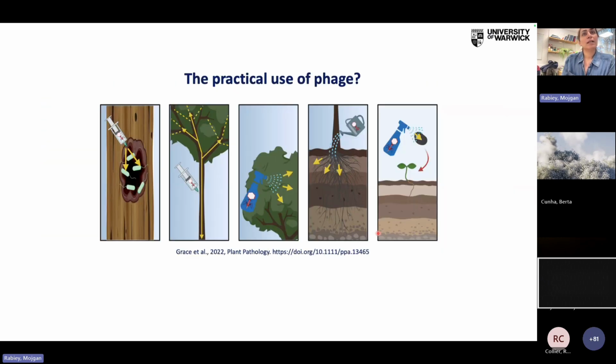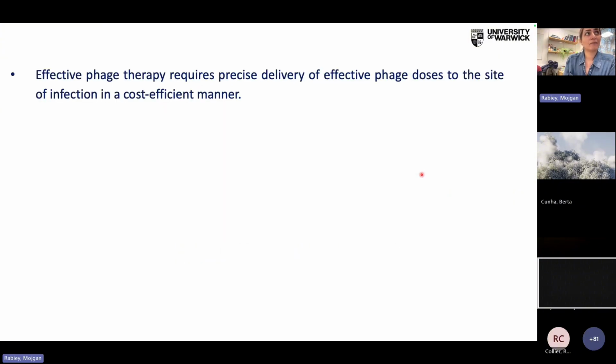In terms of the phage application, for example, we could apply to the lesions. We could apply as a preventative measure, a spray method, irrigation system, or seed coating. However, depending on the disease, the application is different. However, for effective phage therapy to be successful, we need to deliver phage at the right time, at the right place, and in a cost-effective manner.